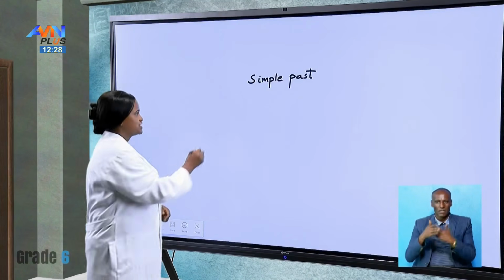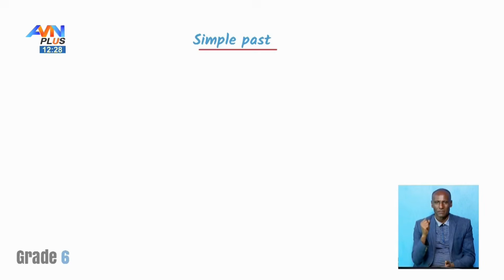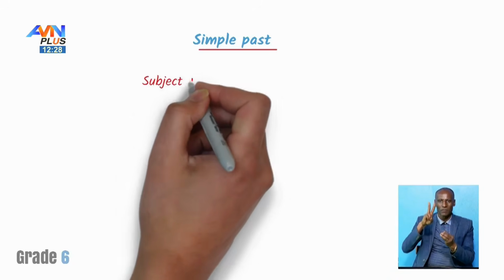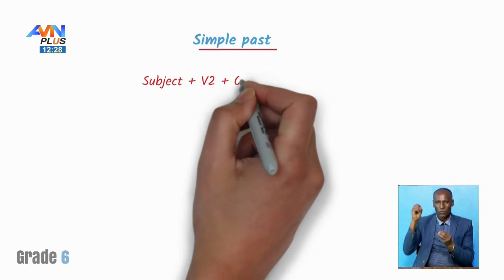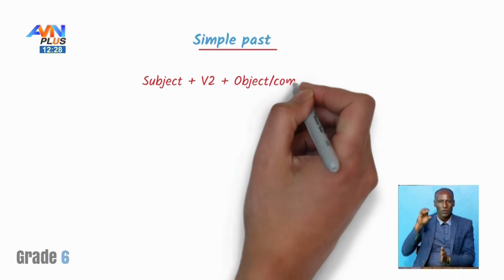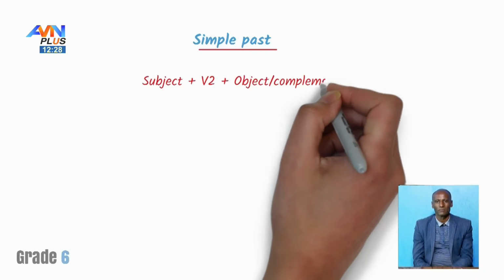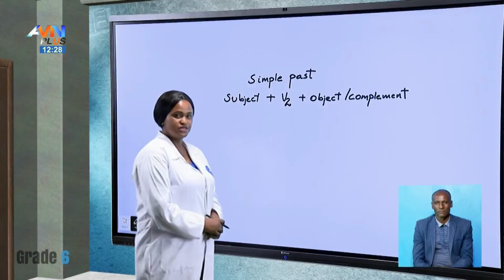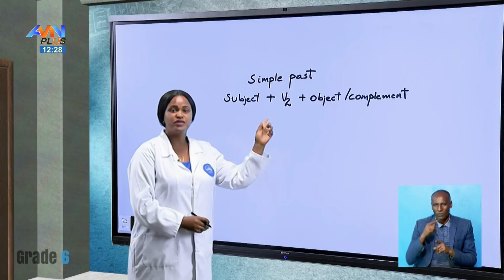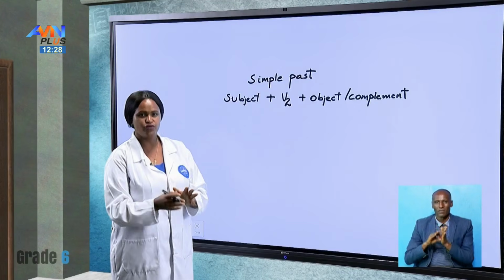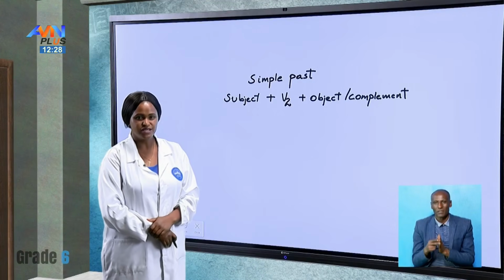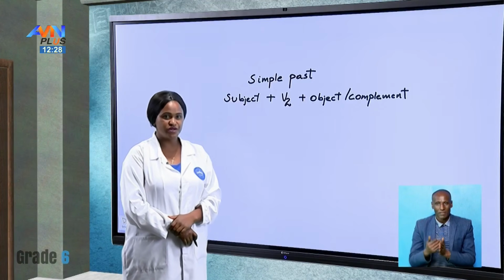Did you say subject plus verb two plus object or complement? Right? Yes. When we talk about the verb form, we have seen last time there are regular and irregular forms of verbs when you change them into verb two. Do you remember that? Can you give me some of the regular verbs?